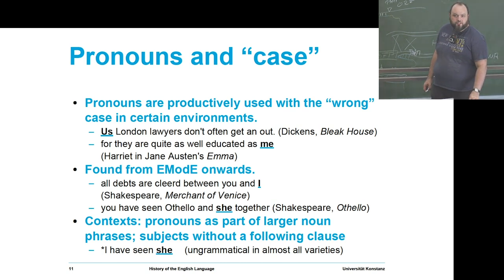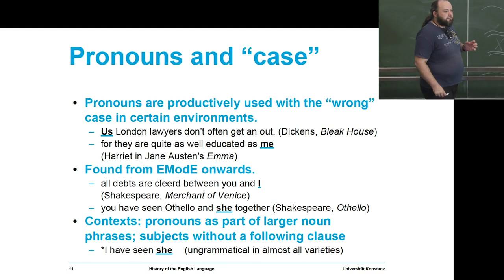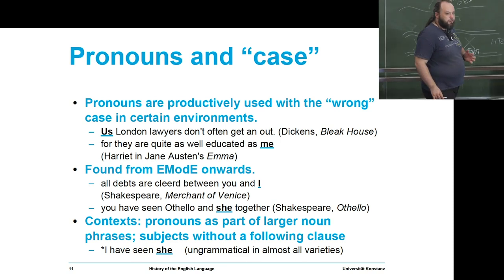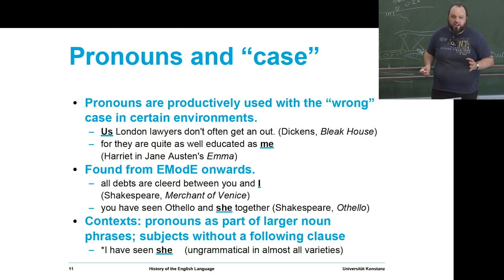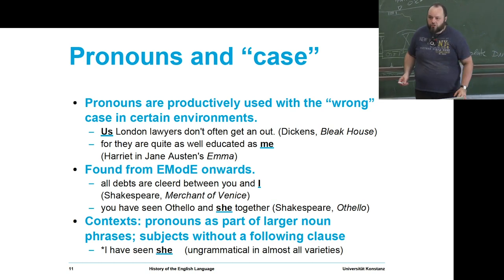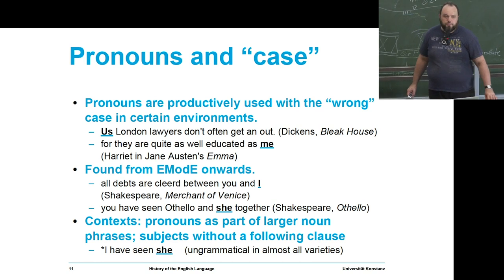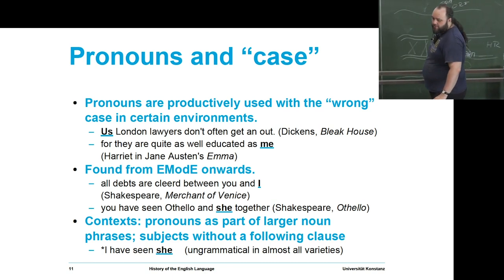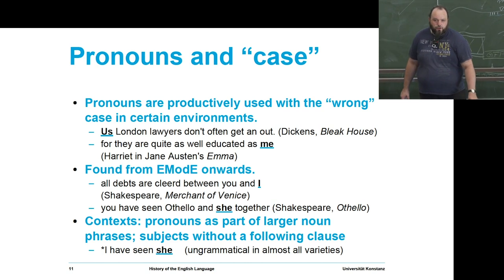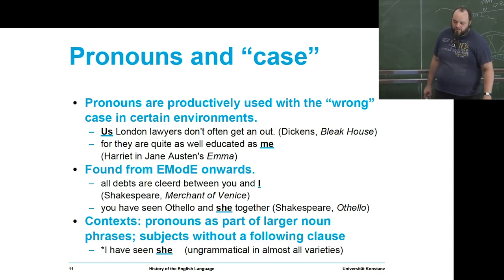What's wrong with this? Right, in German it would be a dative, because it's a complement of the preposition. In English it would be the object, basically, some object case, whatever you want to call it. So you would expect it to be me, "between you and me." But instead you find "between you and I." And this is a very, very common feature. So it seems like there's something weird going on with pronouns in the modern English language.